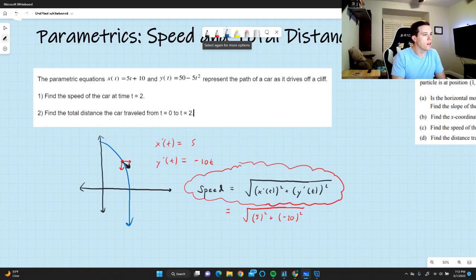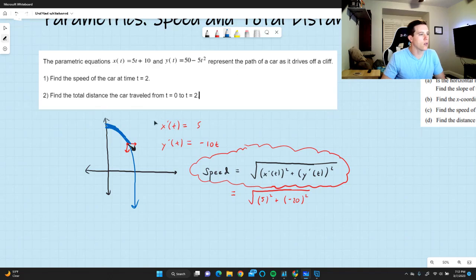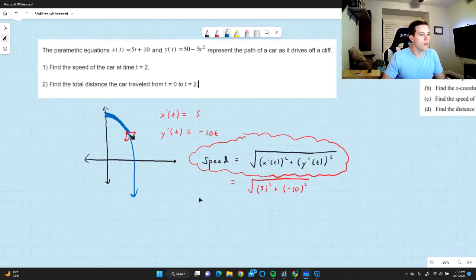Second question. Find the total distance the car traveled from 0 to 2. So let's say that this is the distance. Remember, this is literally the path the car takes. So really, all I want to do is measure this distance, because however far this distance is, that's how far the car traveled. So have we ever in this course found a length of a curve like this? And another word for curve is arc. Hopefully you're like, yes, we have found arc length before. We have a formula for arc length. And it turns out we have a formula here too for total distance. It's just the arc length formula with a slight variation.